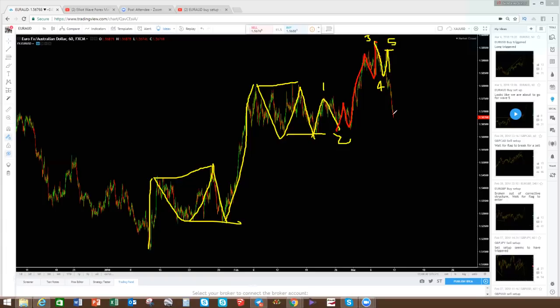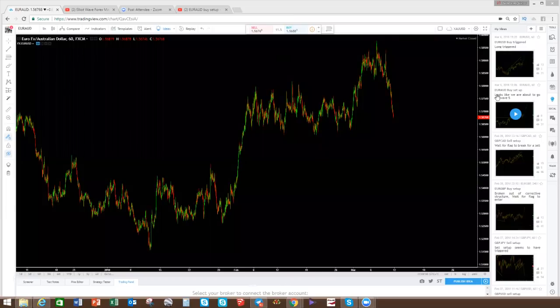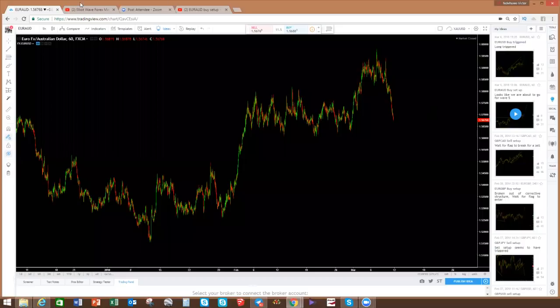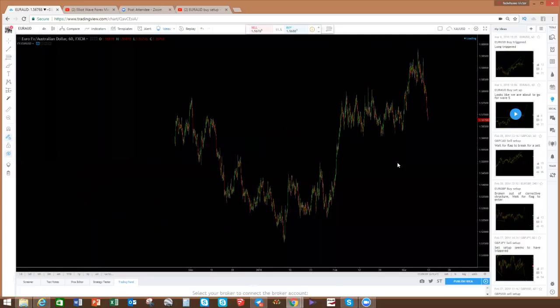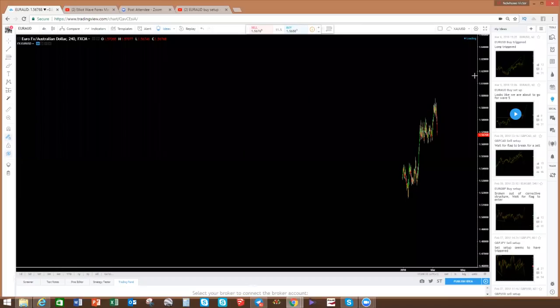So now we've got the move up. So we need to see if you need to get a deep correction. You cannot enter this one here now. So that's how EURAUD looks. So because that move up is not complete, you may still get this one going back to retest the top. But we'll update this one next week.